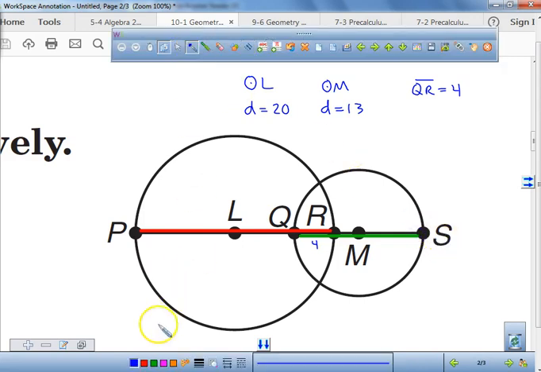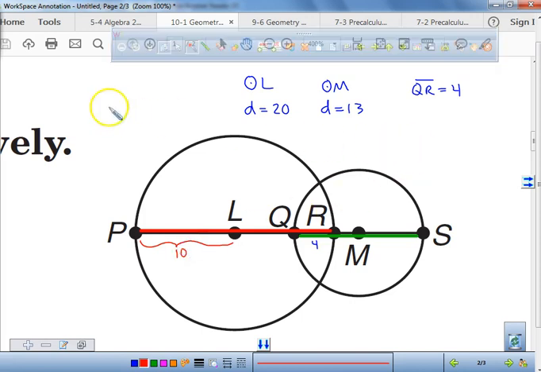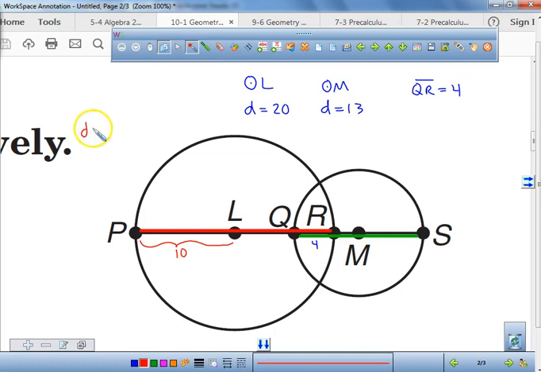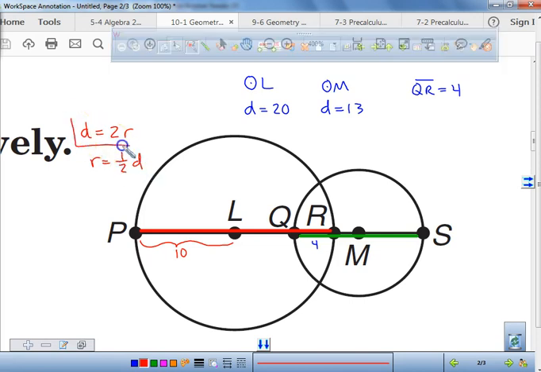Now, changing colors to red. If the diameter is 20 in L, what is the length of this radius right here? 10. Okay. Something you guys need to know, if you write in your journal: the diameter is 2 times the radius. The radius is always half the diameter. So D is always equal to 2R, and R is always equal to half of D.